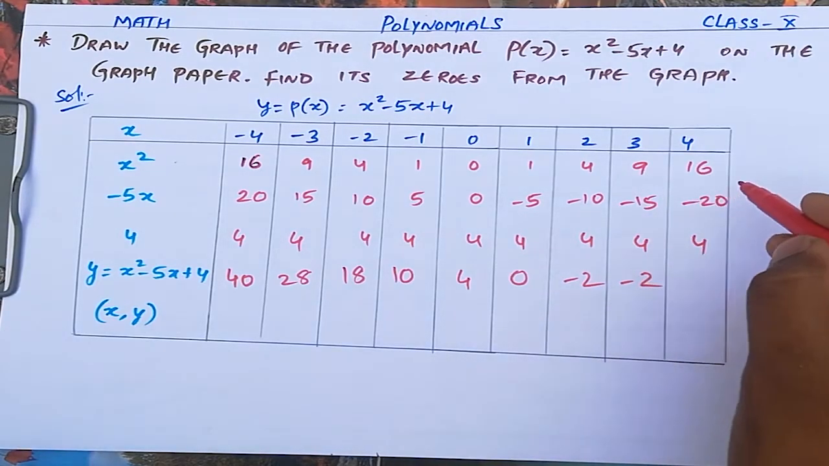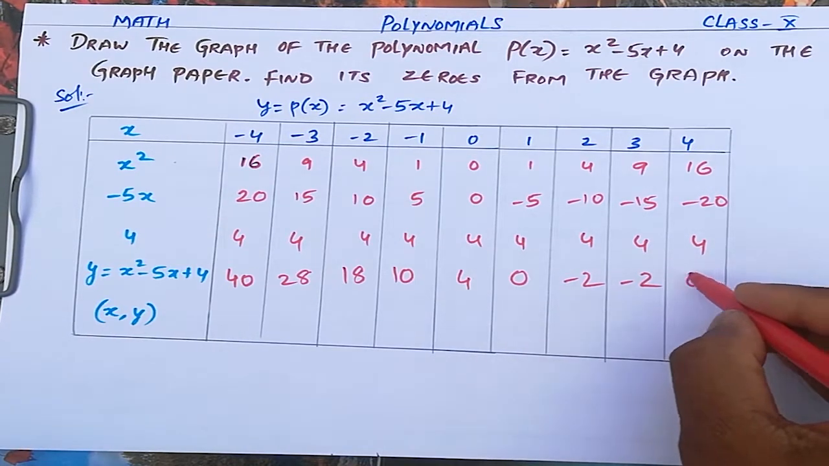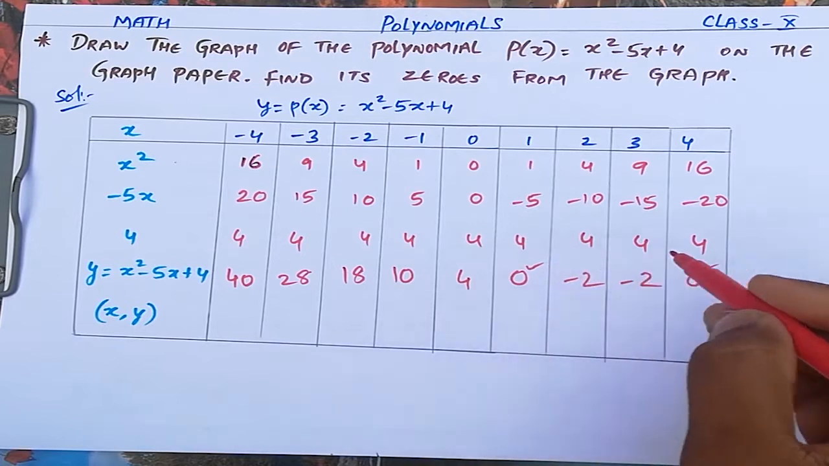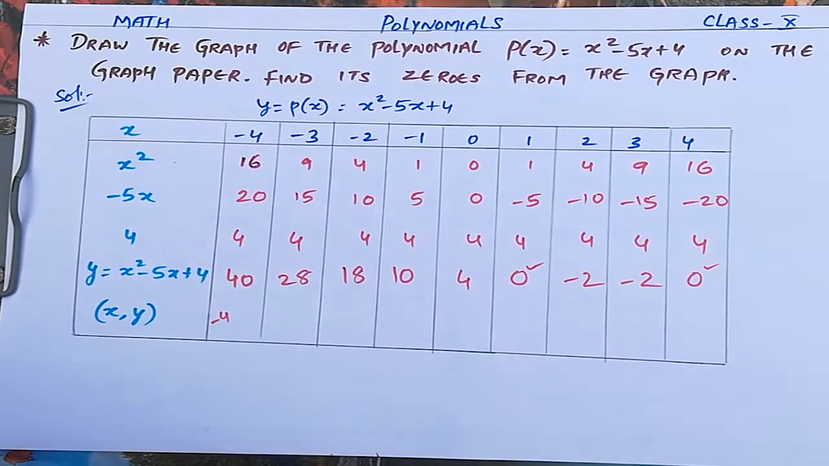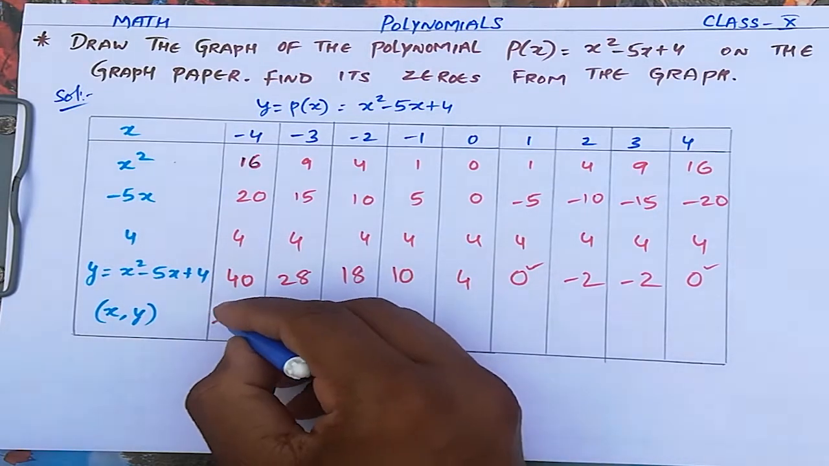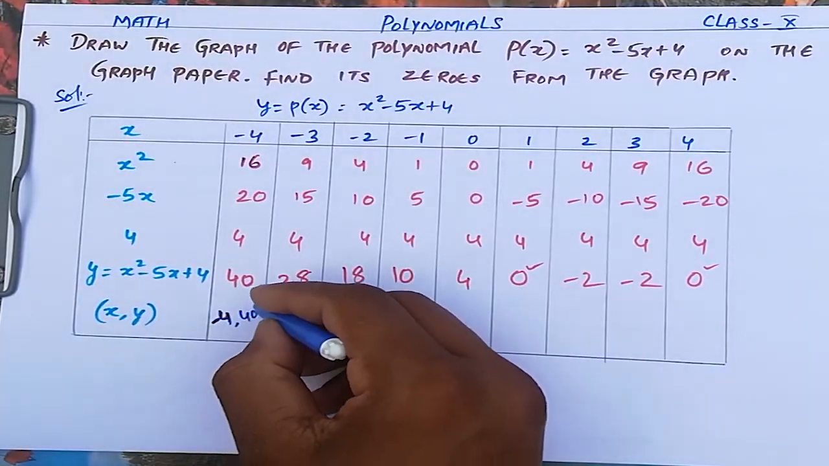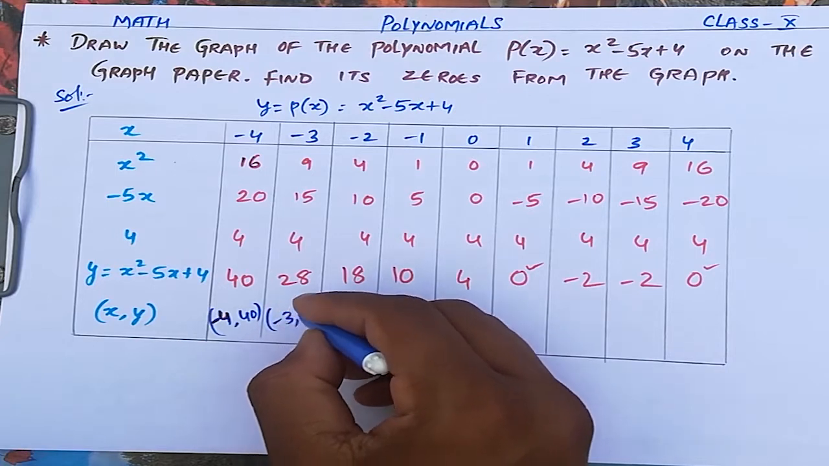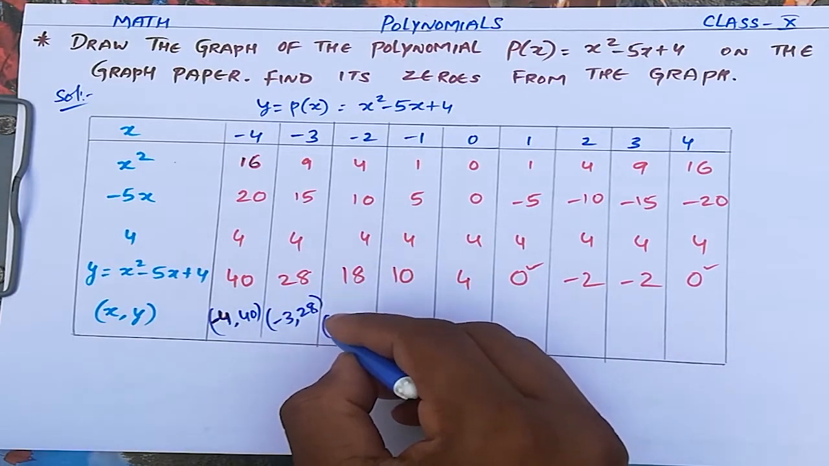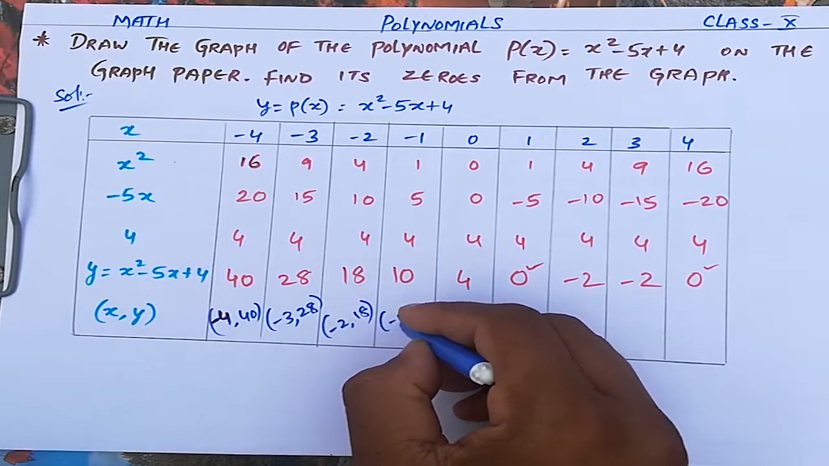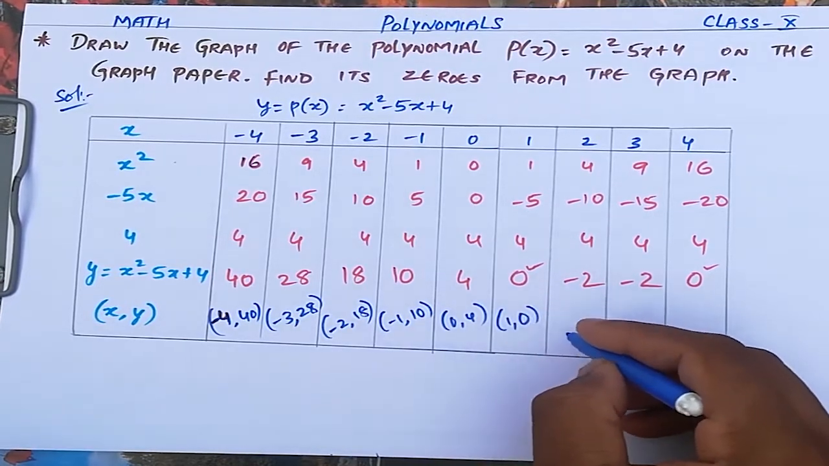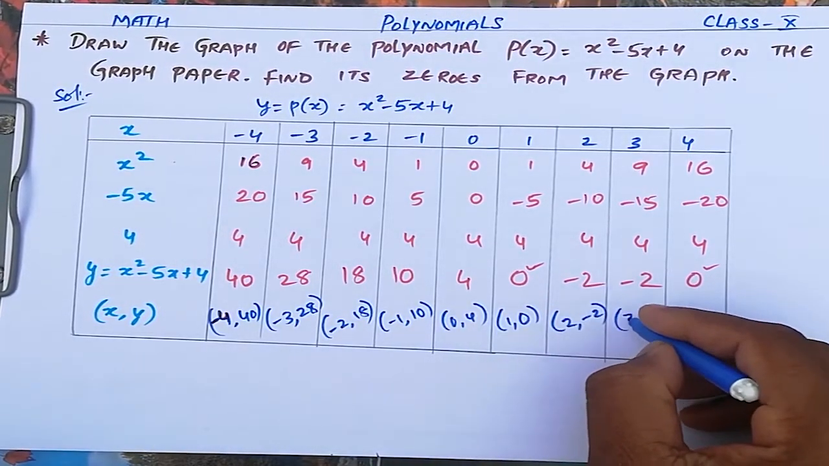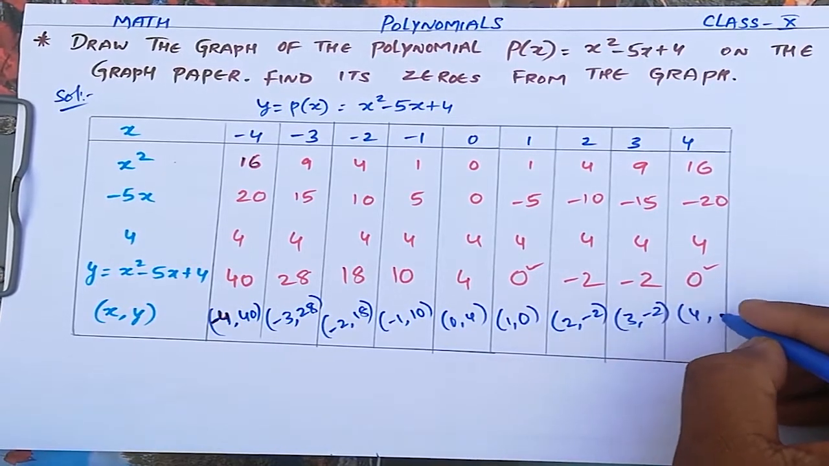Then 16 plus 4 is 20, 20 minus 20 is 0. Two points we got zeros. Now we'll write the coordinates. X is minus 4. For minus 4 we got 40. Then for minus 3 we got 28. Minus 2 we got 18. Then minus 1, 10. For 0 we got 4. Then for 1, 0. For 2, minus 2. For 3, minus 2. For 4 we got 0.